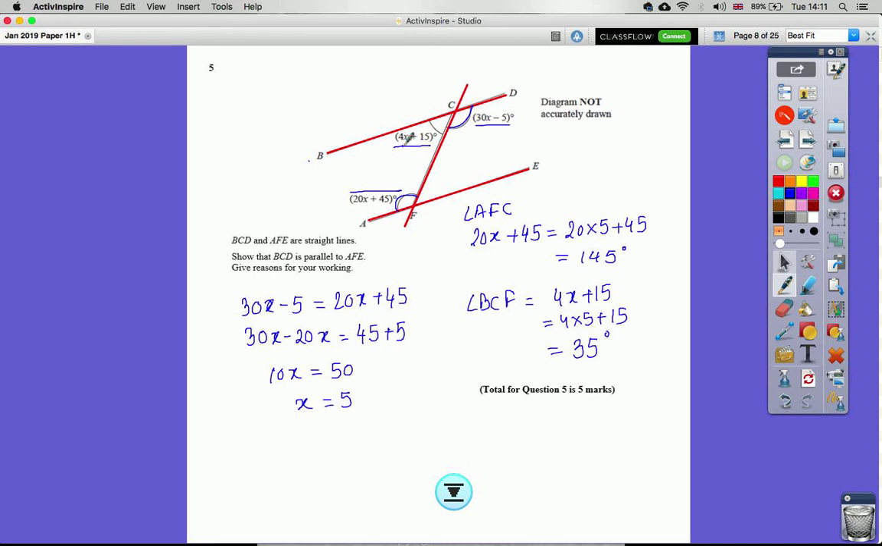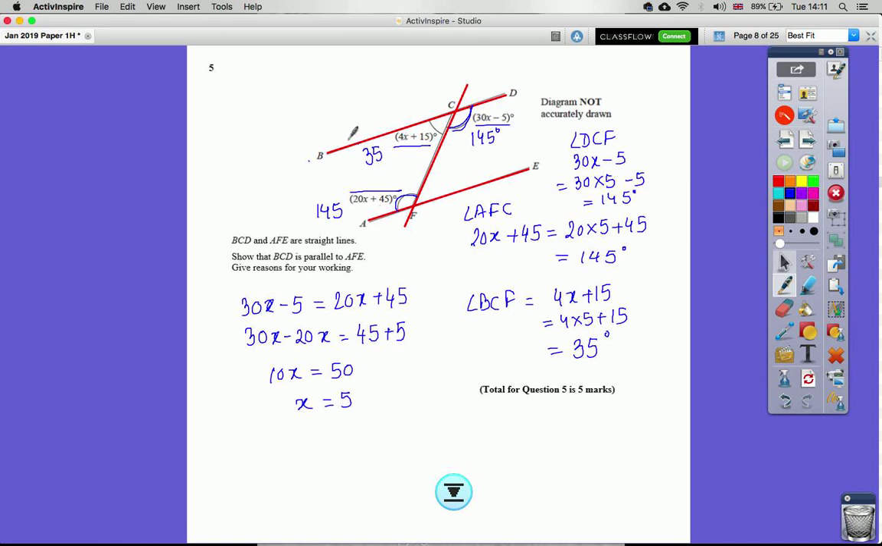And angle DCF, which is this one, 30x minus 5, which is 30 times 5 minus 5, will give you 145 degrees. So we have noticed that this angle over here is 145, this angle is 35, and this angle is 145.